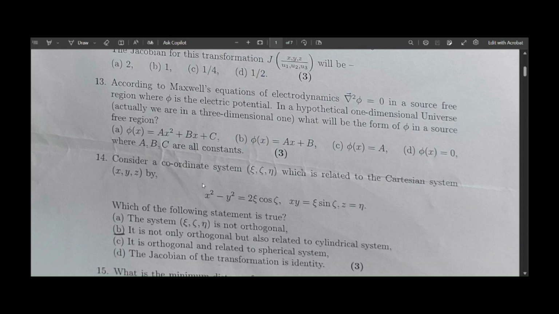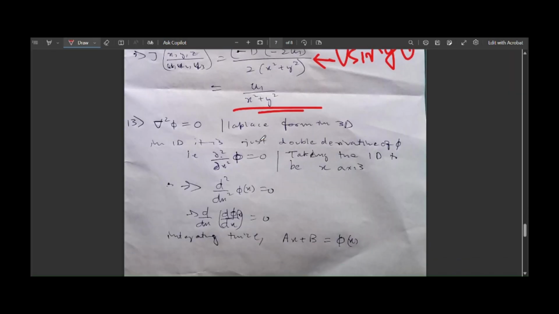Question number 13. According to Maxwell equation of electrodynamics, del square phi is equal to 0 in a source free region where phi is the electric potential. In a hypothetical one-dimensional universe, what will be the form of phi in a source free region? So it is given a hypothetical one-dimensional region. This del square phi is basically Laplace in 3D. You must have learned Laplace. In 3D it is del square phi is equal to 0.